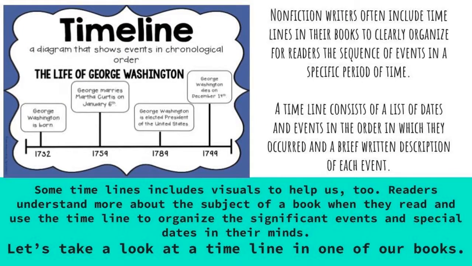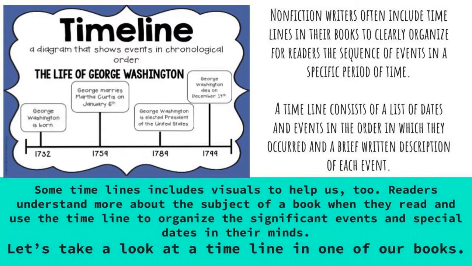Nonfiction writers often include timelines in their books to clearly organize for readers the sequence of events in a specific period of time. A timeline consists of a list of dates and events in the order in which they occurred and a brief written description of each event. So if you look at the picture of the timeline of George Washington, it starts with the day he was born in 1732, then the day he marries his wife in 1759. Then it goes on to when he was elected for president in 1789, and then when he died on December 14th, 1799.